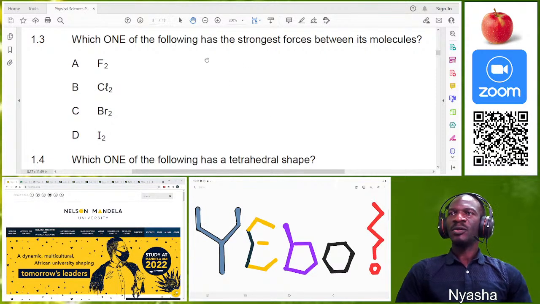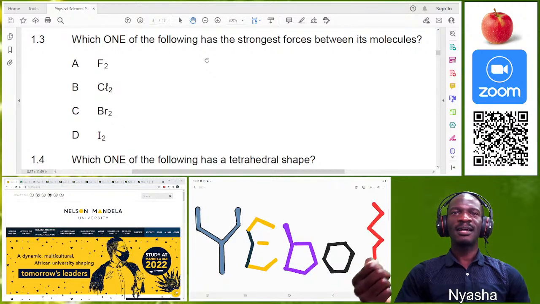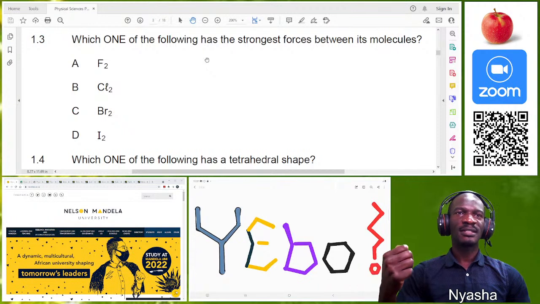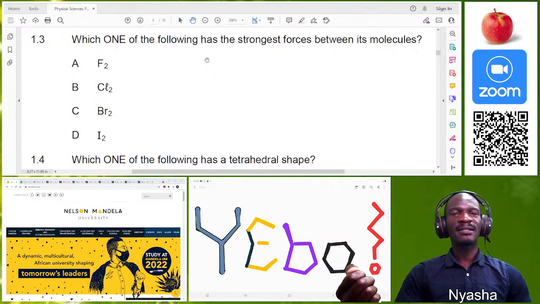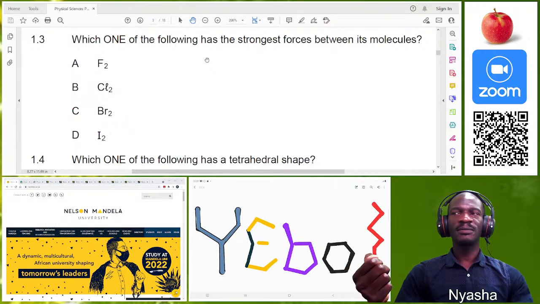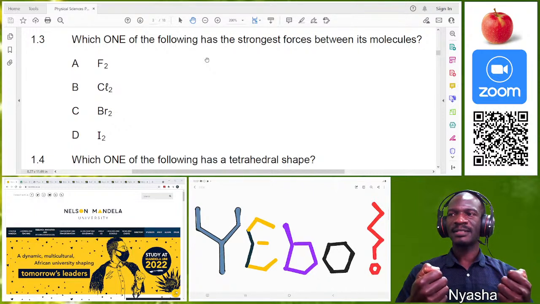So you're looking at forces between molecules. In other words, you're looking at intermolecular forces. So the moment you think of intermolecular forces, the question is what happens to that F2? You've got your fluorine gas and another fluorine gas molecule. What happens when they interact?